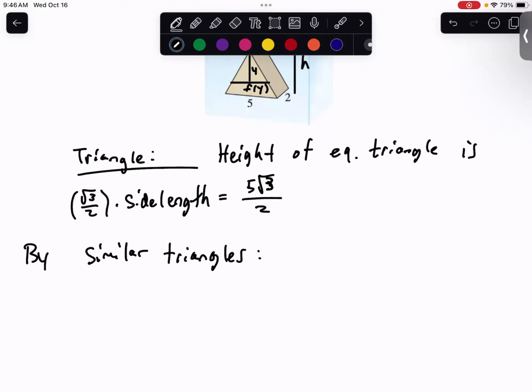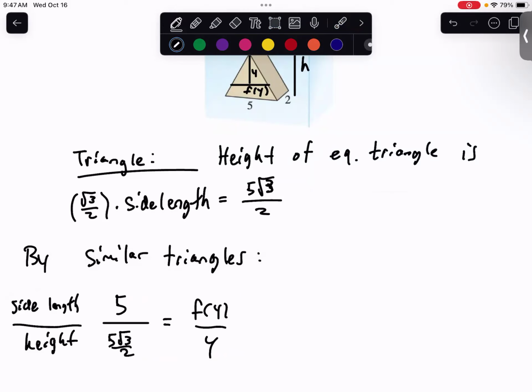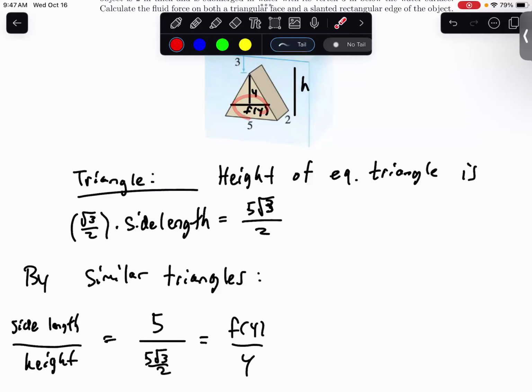So 5 is kind of like the base. This is going to be over the height, so this is 5 times the square root of 3 over 2. This is going to be equal to f of y over y. Maybe I should write it out like this: side length over height. 5 is the side length of the larger triangle, and f of y is the side length of the smaller triangle, so that's why they're on the numerator here. Then we have the height of the larger triangle, 5 times the square root of 3 over 2, and the height of the smaller triangle is given by y.